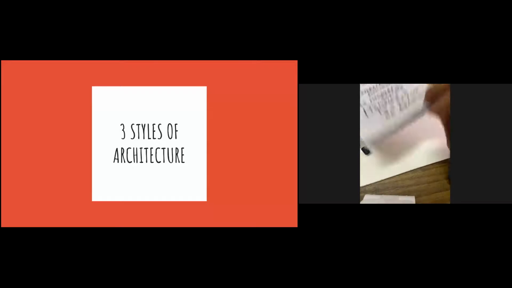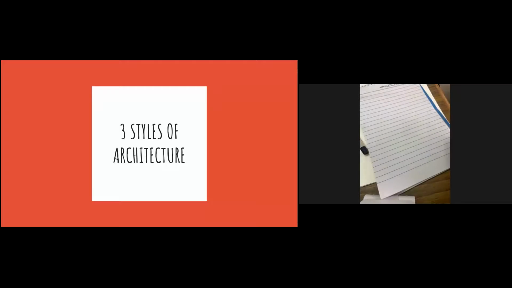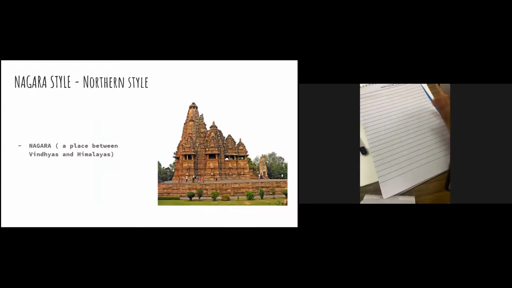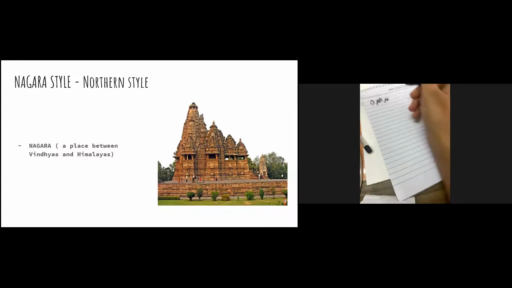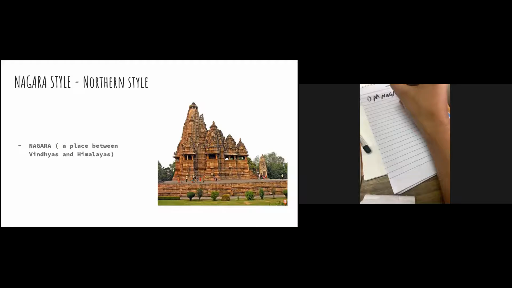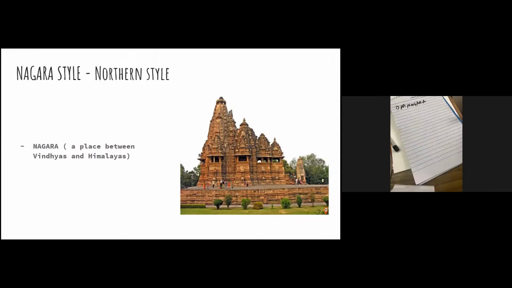So it included three different styles of architecture. I'll be showing it one by one. First, we did something known as the Nagara style of architecture. Basically, Nagara is a place which is between the Vindhyas and the Himalayas. It had a particular kind of architecture wherein the topmost sanctum had the prominent feature.